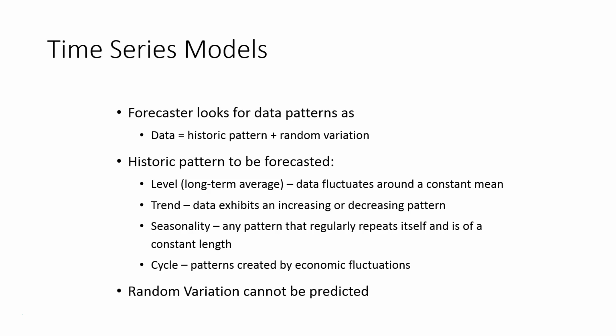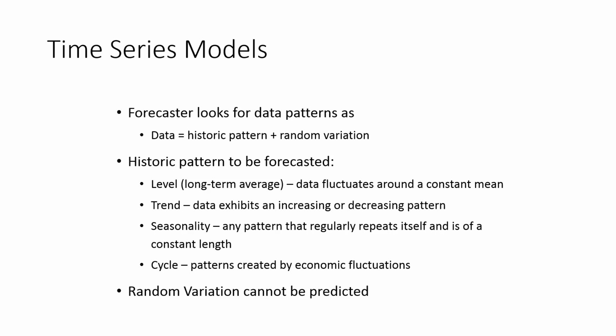So the historic pattern could be sales averages, it could be sales trends, it could be seasonal behavior, and the random variation is the thing that we really can't predict. It could be big, it could be small. We hope that it's small, because if it's small, it means that our forecast is more accurate. But essentially what we're determining is based, again, on that historic pattern and how much that shifts or changes.